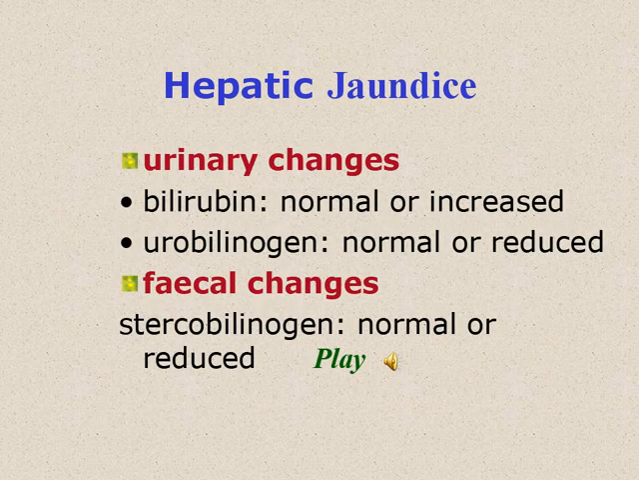Hepatic jaundice, urinary changes: bilirubin or bile pigment present in urine is normal or increased. Urobilinogen is normal or reduced. Fecal changes: stercobilinogen or fecal urobilinogen is normal or reduced.